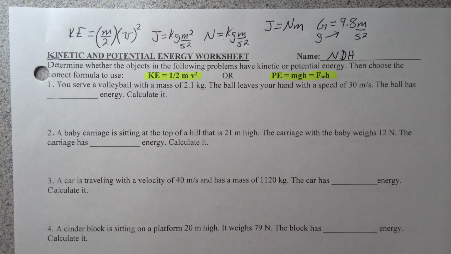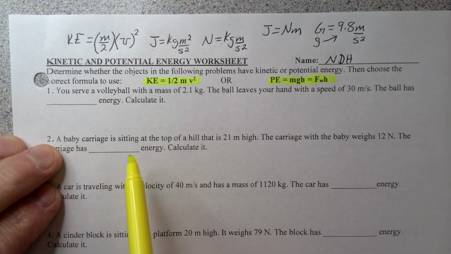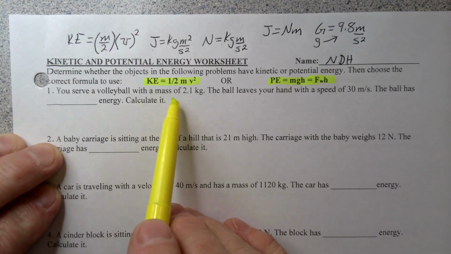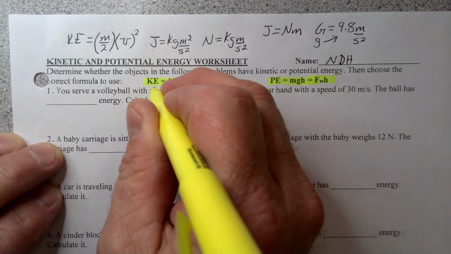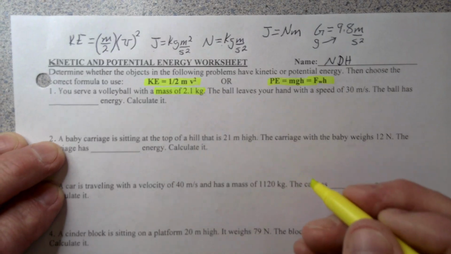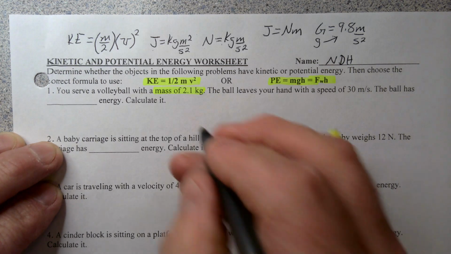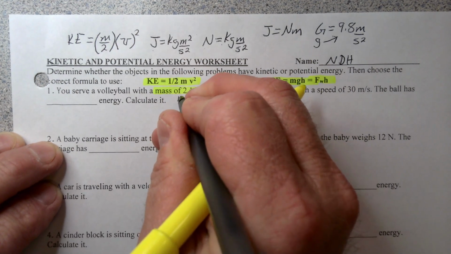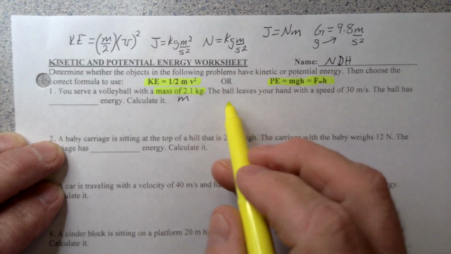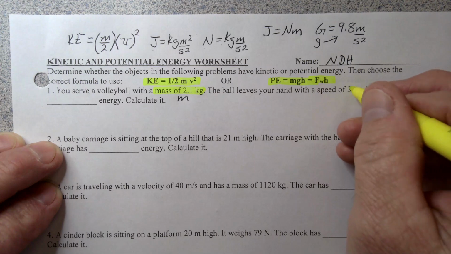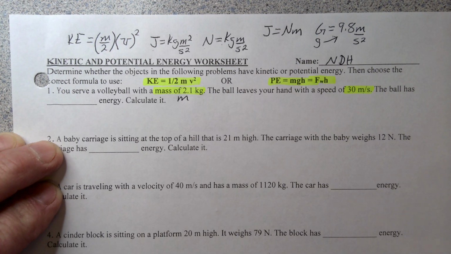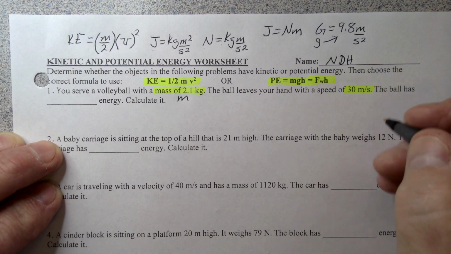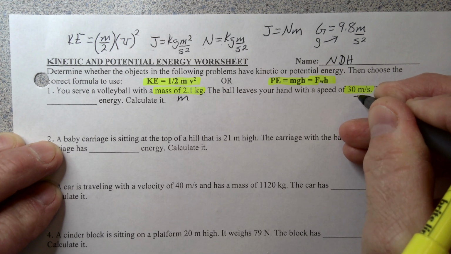So when we go to work these problems, we have to figure out first what are we finding. In number 1, it says you serve a volleyball with a mass of 2.1 kilograms. So we want to highlight the mass, 2.1 kilograms, and label it as the mass, like an M. The ball leaves your hand with a speed of this, and speed and velocity are the same thing. It doesn't give you a direction. We know the direction is away from your hand when you hit it, so this would actually be our velocity.